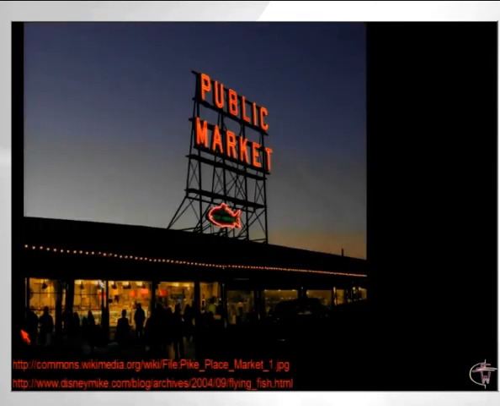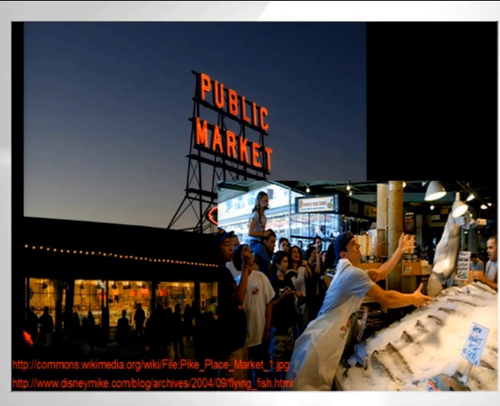This is a picture of the Pike Place Market, and those of you who have been to Seattle will know that at the Pike Place Market there are several fish dealers who make it an attraction for everybody that wants to watch how they throw the fish from the display in the front to the back of the counter where the fish is filleted and then packed for you to take home. And as you can see, there's a large crowd watching.